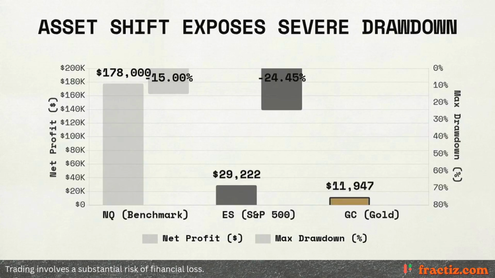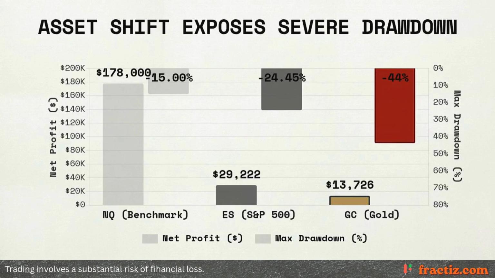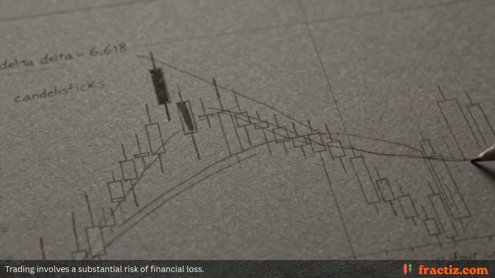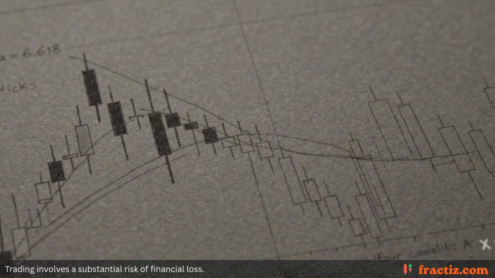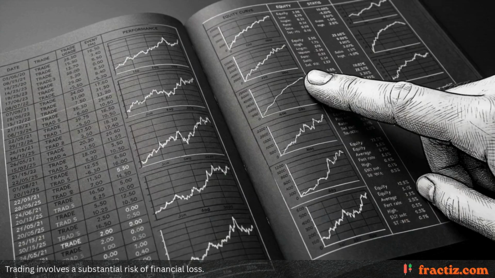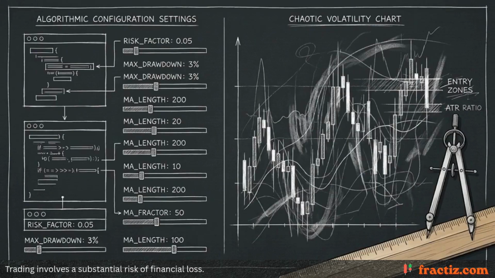Gold yields a catastrophic failure. Its $13,726 net profit is dwarfed by a brutal 52.74% max drawdown and a 0.15 Sharpe. Gold exhibits a different volatility structure. On a 1-hour chart, it does not cleanly alternate between expansion and consolidation regimes the way tech equities do. There is no universal rule set. An algorithmic edge only exists when its mechanical rules map directly to the structural behavior of the specific underlying asset.